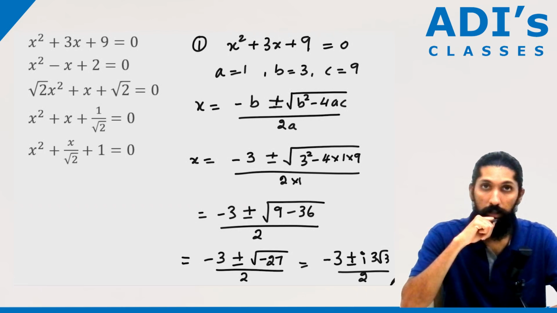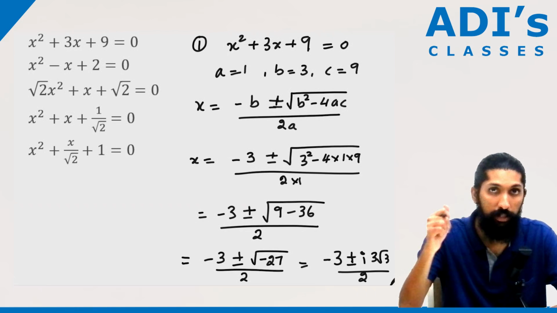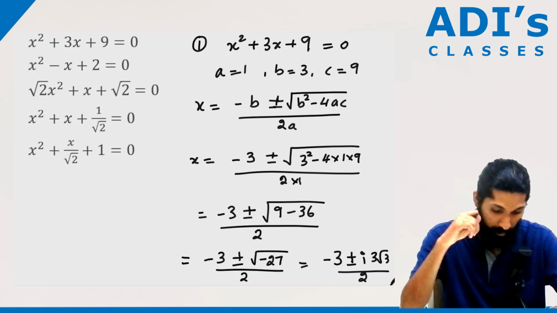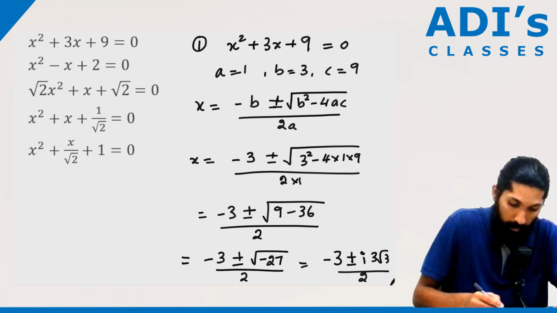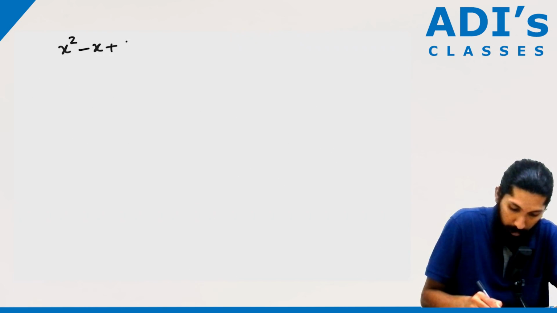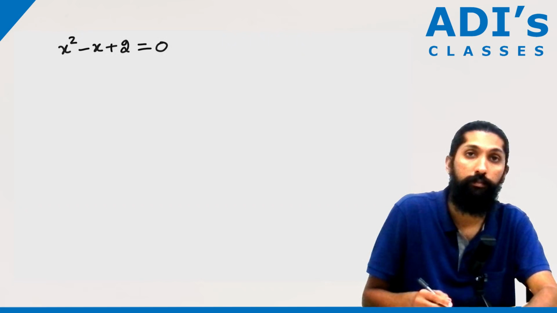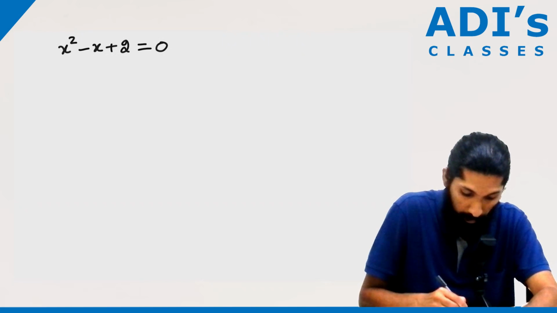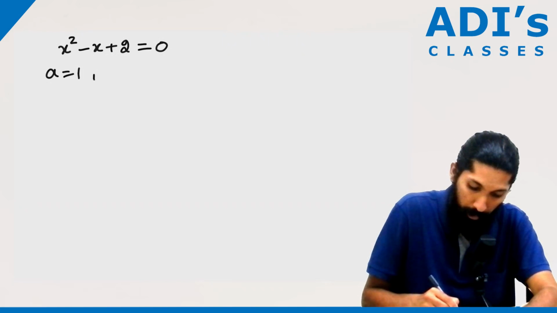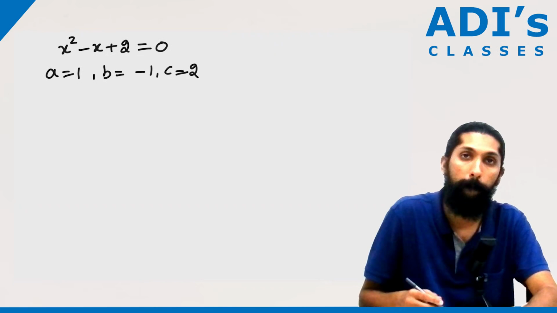Now, in the same way, let's do the second one. The second question is x² - x + 2 = 0. Again, use the same thing. a = 1, b = -1, c = 2.